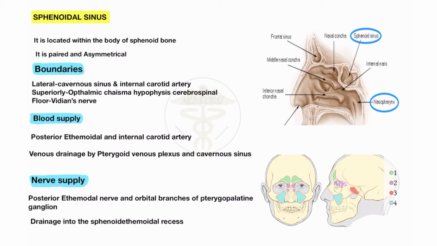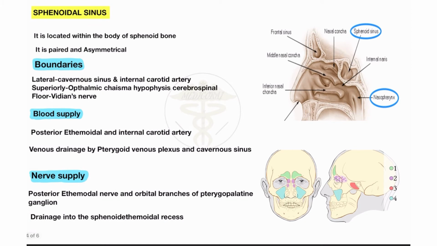Boundaries of the sphenoidal sinuses. The lateral boundary is formed by the cavernous sinus and internal carotid artery. The superior boundary is formed by the optic chiasma and the hypophysis cerebri, and the floor is formed by the vidian nerves. If you want, you can also learn that, but it is not very important. Blood supply of the sphenoidal sinuses occurs by the posterior ethmoidal and internal carotid arteries.